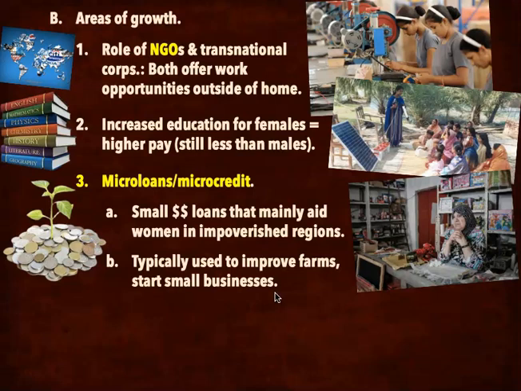The money can be used to maybe buy a little bit more land that can then be planted for more crops, so for subsistence farming, that sort of thing. And so microloans and microcredit is one way that we've seen that come into play. All right, moving along here, lowering the gender inequality index.